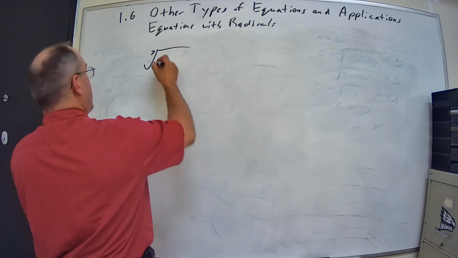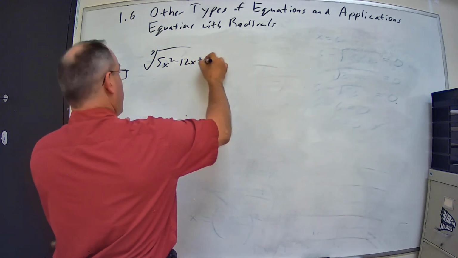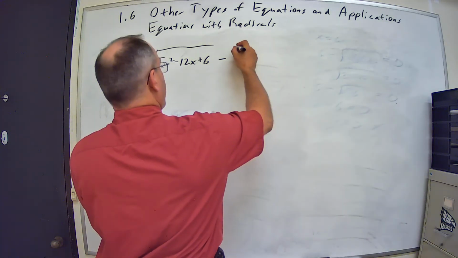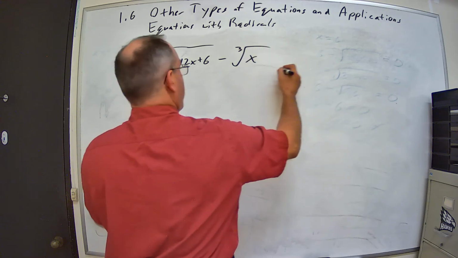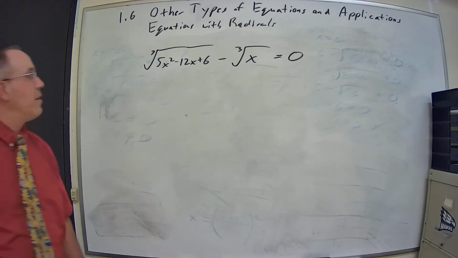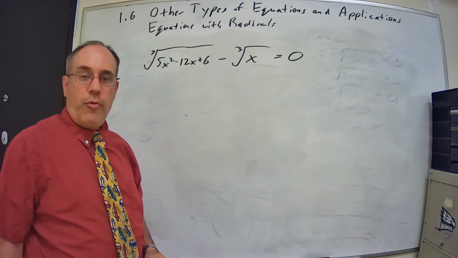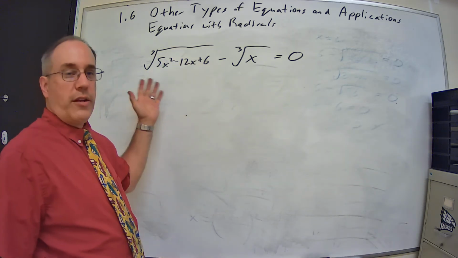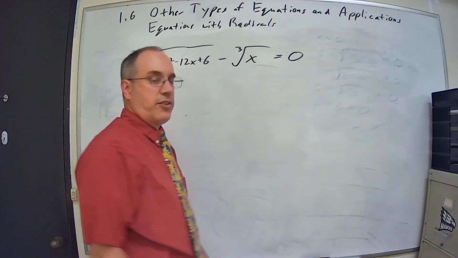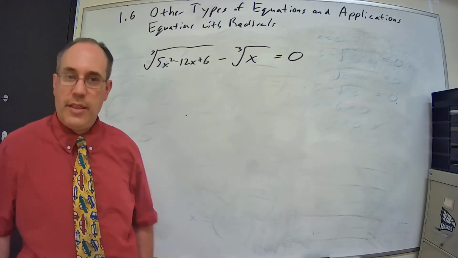The cubed root of 5x squared minus 12x plus 6 minus the cubed root of x is equal to 0. So we have the cubed root here, cubed root here. Remember, what we want to do is isolate one of those radicals. We can't just cube both sides and call it good, because we've got this subtraction in between here. So we need to isolate a radical and then eliminate it that way.